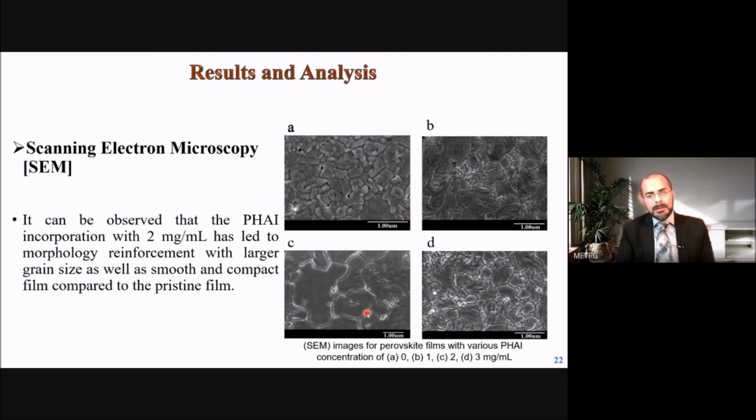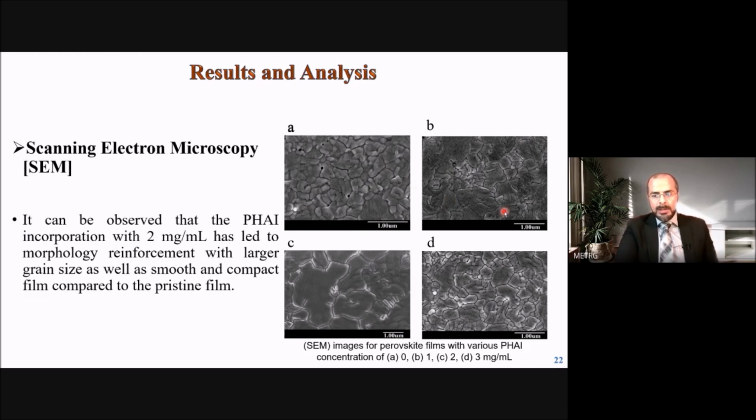So now the characterizations of the solar cells. For some of the samples, when we're done with the perovskite step, we just take them for our characterization. We will not do the extra layers because we need to examine the perovskite layer. So as you can see here, there is a group of SEM, scanning electron microscopy.